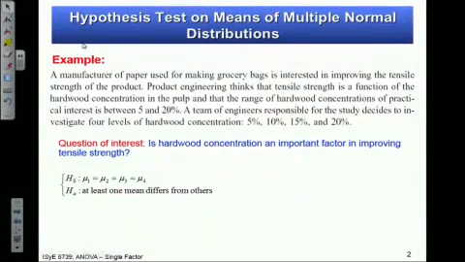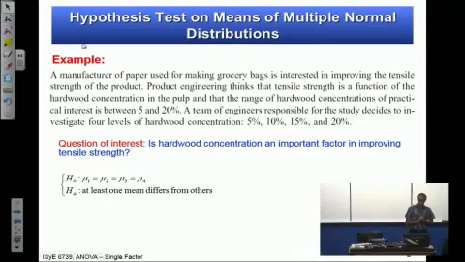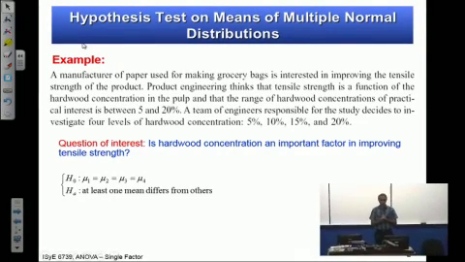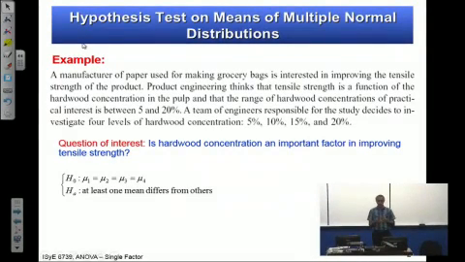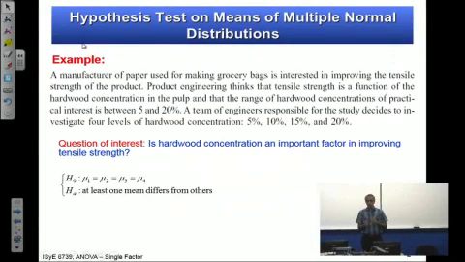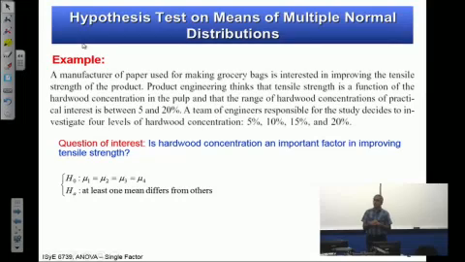Hypothesis testing on means of multiple normal distributions, and the tool that we use is called analysis of variance, or ANOVA for short. And we had one example saying, for example, we have a process, and in this process we produce a grocery bag, and we want to see whether the hardwood concentration levels can affect or improve the tensile strength. Okay, so we have how many populations here in this example?